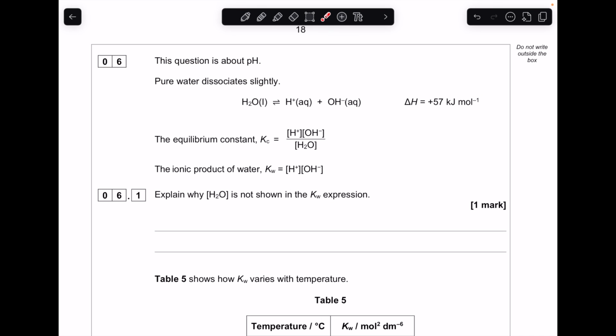Okay, so make a start. So we've got some information about the dissociation of water. We've then got the regular Kc expression for the dissociation of water, and then we've got the simplified Kw expression. And we're asked, why is the H2O concentration not shown in the Kw expression? Well, the stat is for 100 trillion water molecules, only one dissociates. So you could say that its concentration is effectively constant.